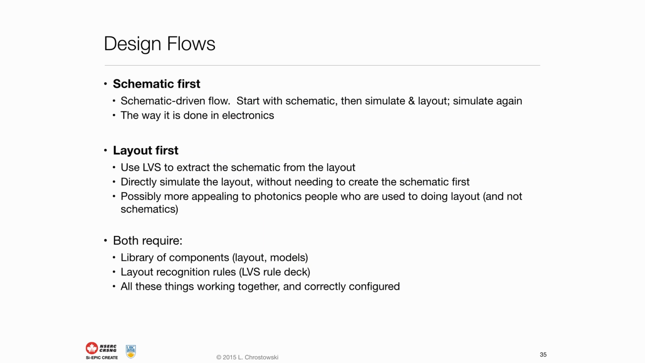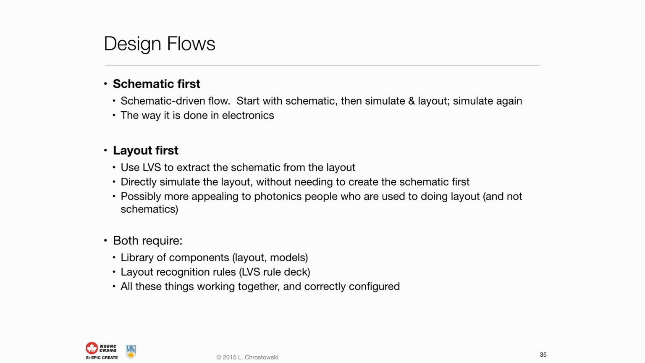The first is the way it is done in electronics. We start with a schematic, then simulate it, create a layout, and simulate again. That's how analog electronics design is done. The second approach begins with the layout. First you create your layout, then you simulate directly from the layout. This is done by extracting the netlist from the layout and running the circuit simulations. This is possibly more appealing to photonics people who are used to doing layout and are not familiar with creating schematics or don't see the need.